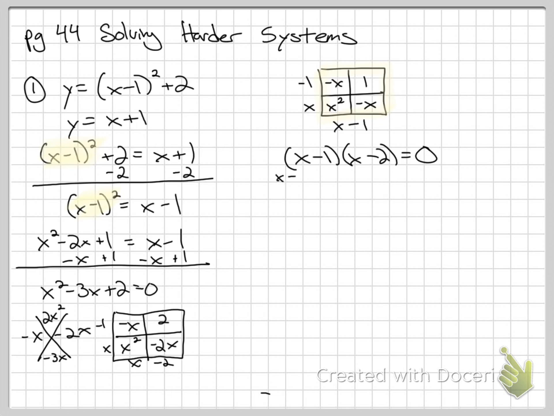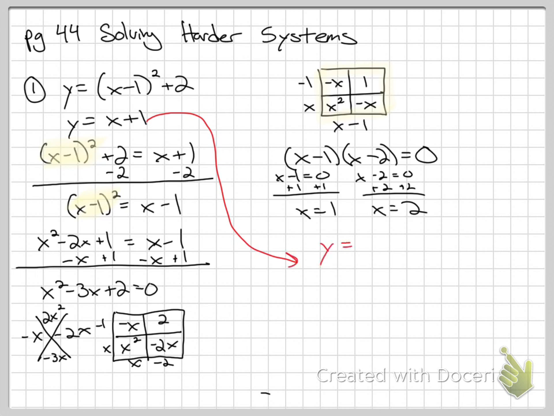Zero product property. Add the 1. Add the 2. And now we have the x's. But remember, we were solving a system. So now we need to go back and find the y's. Seems to me this equation would be the easiest one to find the y's. So we'll plug in 1.